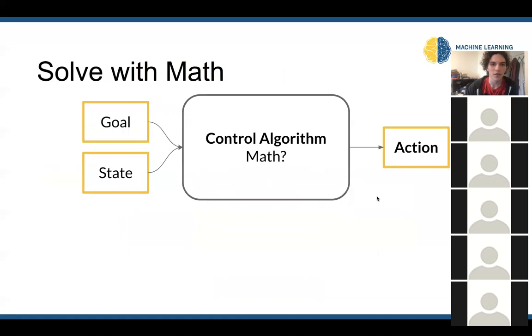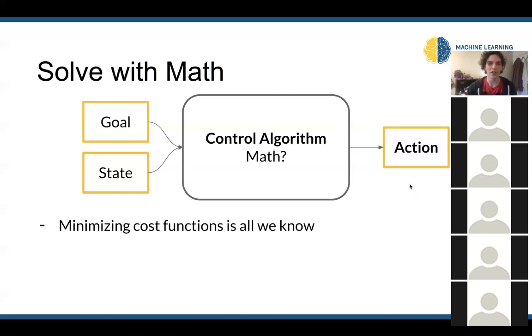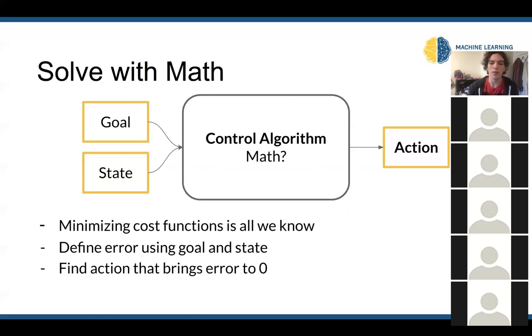Okay. So let's solve this with math. So how do we design algorithms? Well, I was talking about minimization. We know how to do minimization. So we need to define a cost function and then minimize it. And that theoretically should be what our algorithm is. Yeah, minimizing a cost function, this is all we know how to do, all I know how to do. So let's define an error, a cost, given our goal and state, and find the action that would bring that to 0. Okay, so that's pretty vague.